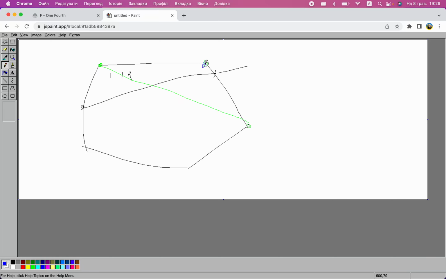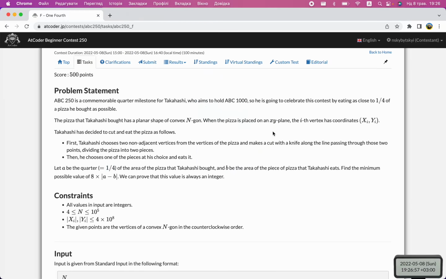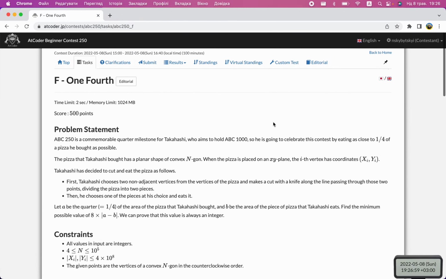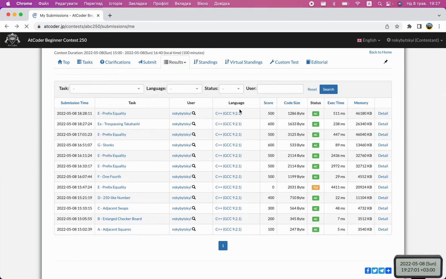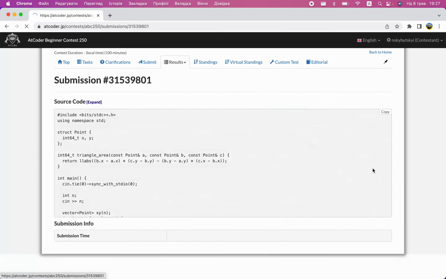Move once again, draw a new imaginary line, consider previous and next. You see that previous and next, they move the same way as the vertex moves. So you move clockwise, they also move clockwise. So we may keep track of both of them just by two pointers. So this is what I did.